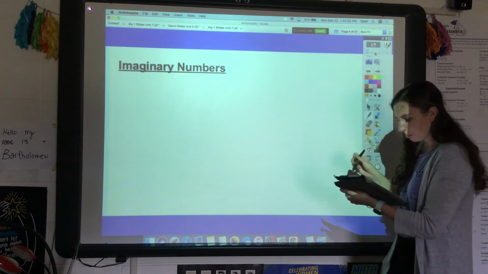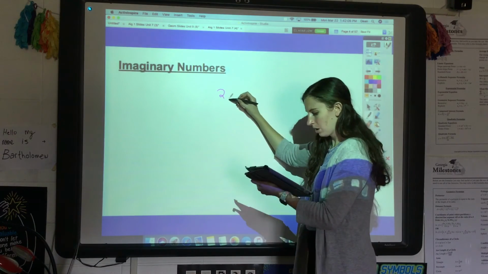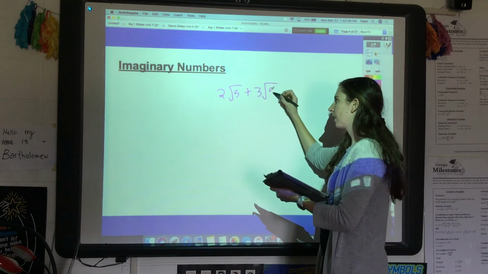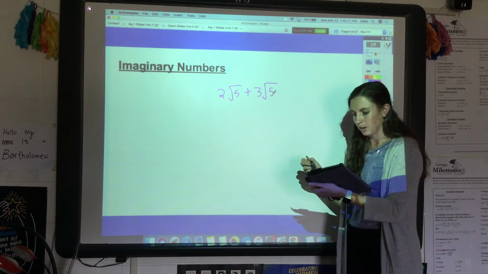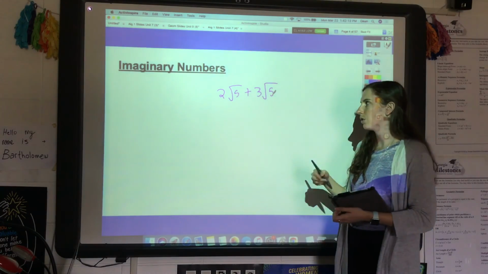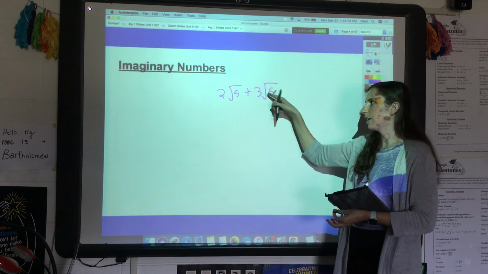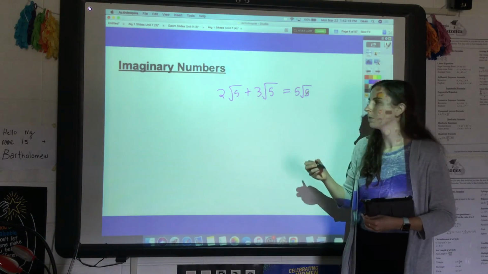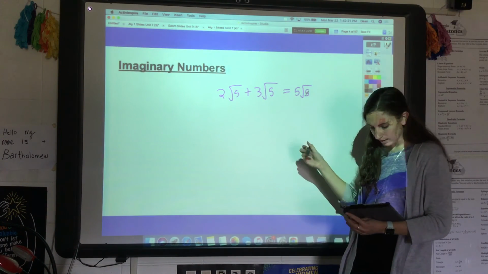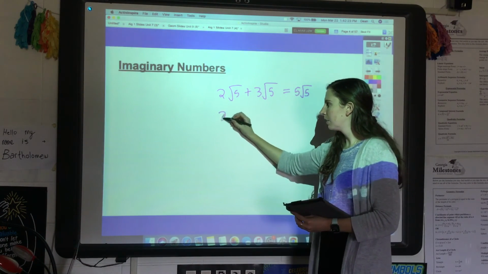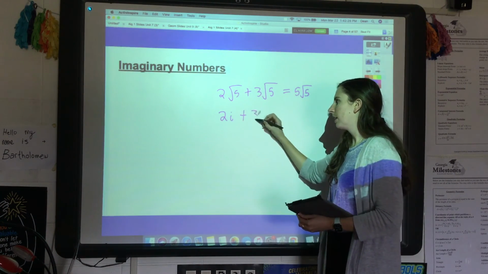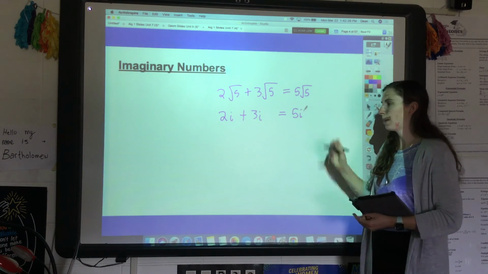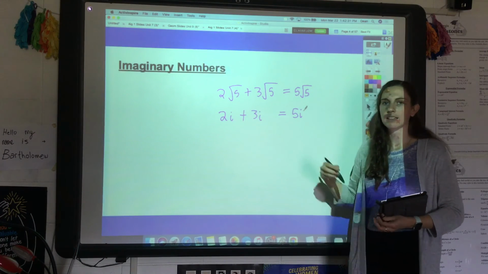So, for example, if I do 2 root 5 plus 3 root 5, going back to non-imaginary stuff, the real numbers, how would I add these up? Well, I would just do 2 of these plus 3 of these makes 5 of them. Just combine like terms. Same thing applies with i's, so if I had 2i plus 3i, it's just 5i. Again, just combine like terms, almost as if it were an x.